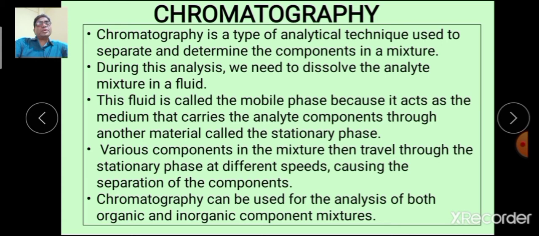Now, various components in the mixture travel through the stationary phase at different speeds, causing the separation of components. That is, the components travel with different speeds, and therefore some travel fast and separate at a further distance, while some travel slow and separate at a closer distance. This chromatography can be used for the analysis of both organic and inorganic component mixtures.